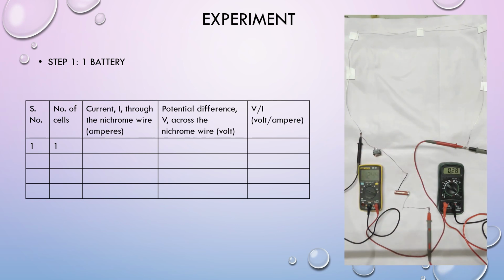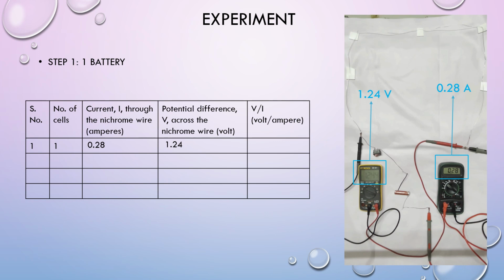We have turned on the circuit, and as we can see here, the current flowing through the nichrome wire is 0.28 ampere and the potential difference across the nichrome wire is 1.24 volt. So we will note these values here. The current is 0.28 ampere and the potential difference is 1.24 volt.